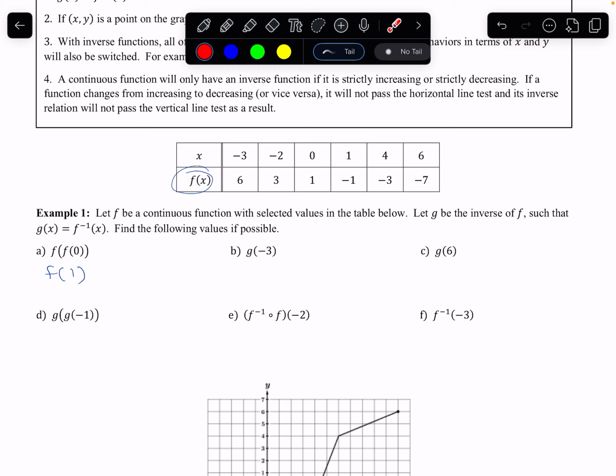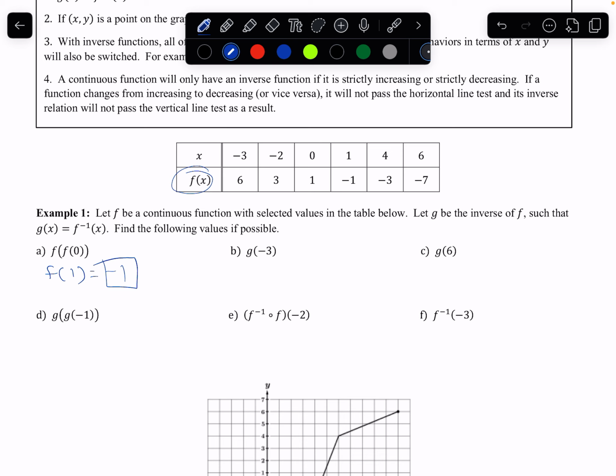And now I evaluate this. This is just saying put a 1 into the f function. So I go to my f function, I put a 1 into it, and I see that a negative 1 comes out. So that is going to be equal to negative 1, and that is your answer. That's going to be your answer on that one.